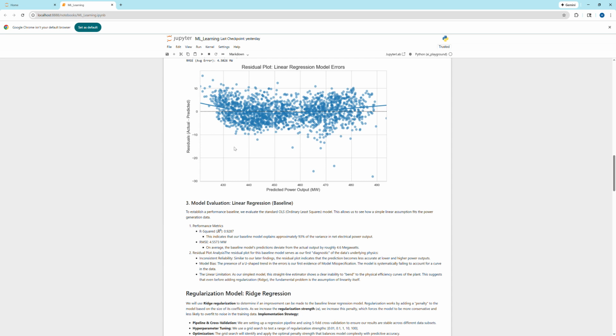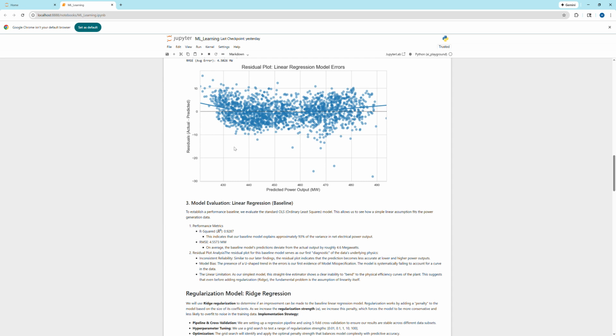The R-squared is 0.9287. Our baseline model explains approximately 93% of the variance in net electrical power output. The root mean squared error is 4.56 megawatts. So on average, the baseline model's predictions deviate from the actual output by about 4.6 megawatts.